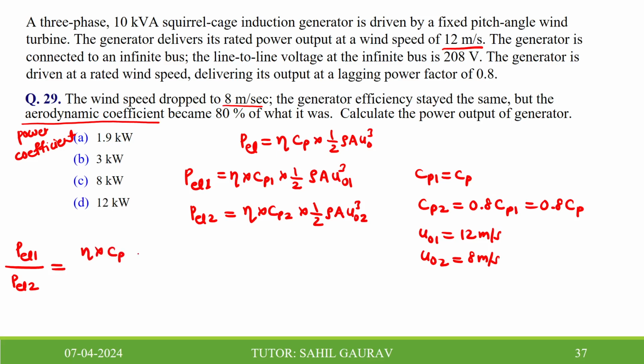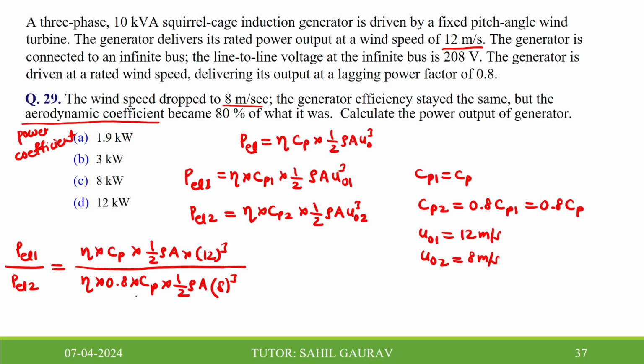So for P1, we can directly write Cp into half of rho A U0 cubed, which is 12 to the power 3. And now P electrical 2 is 80% of the aerodynamic coefficient, 0.8 into Cp rho A, and U0 2 will be 8 to the power 3. So this will come as 8000 upon P electrical 2. All the terms will get cancelled out. In the numerator it will be 12 cubed, and in the denominator 0.8 into 8 cubed.